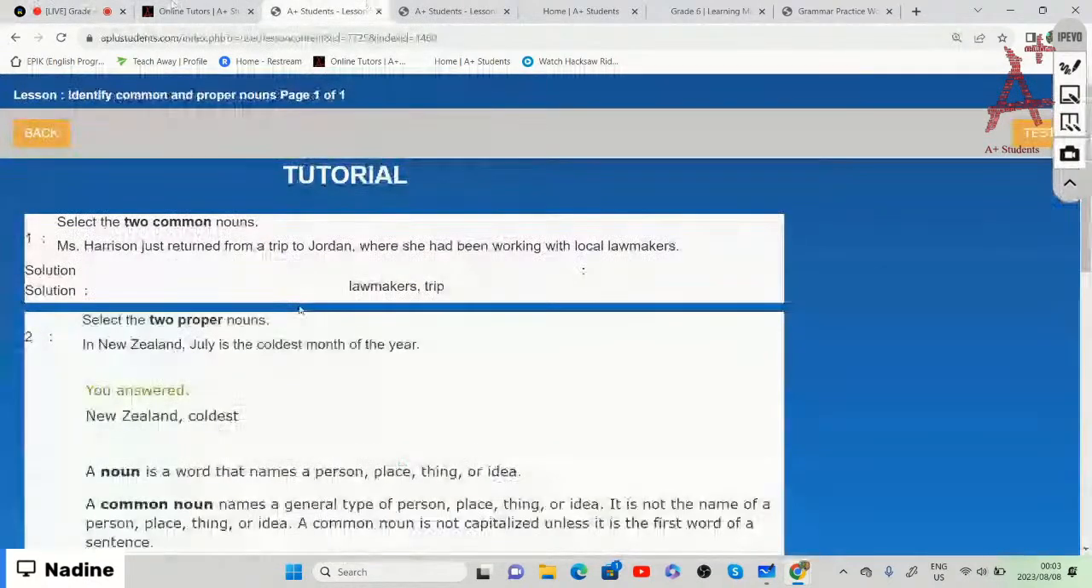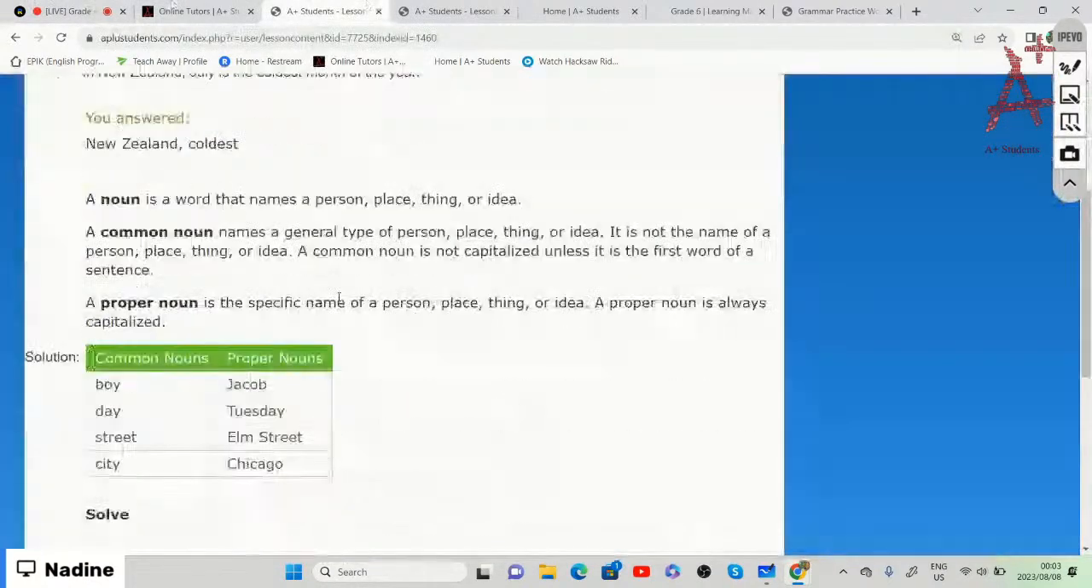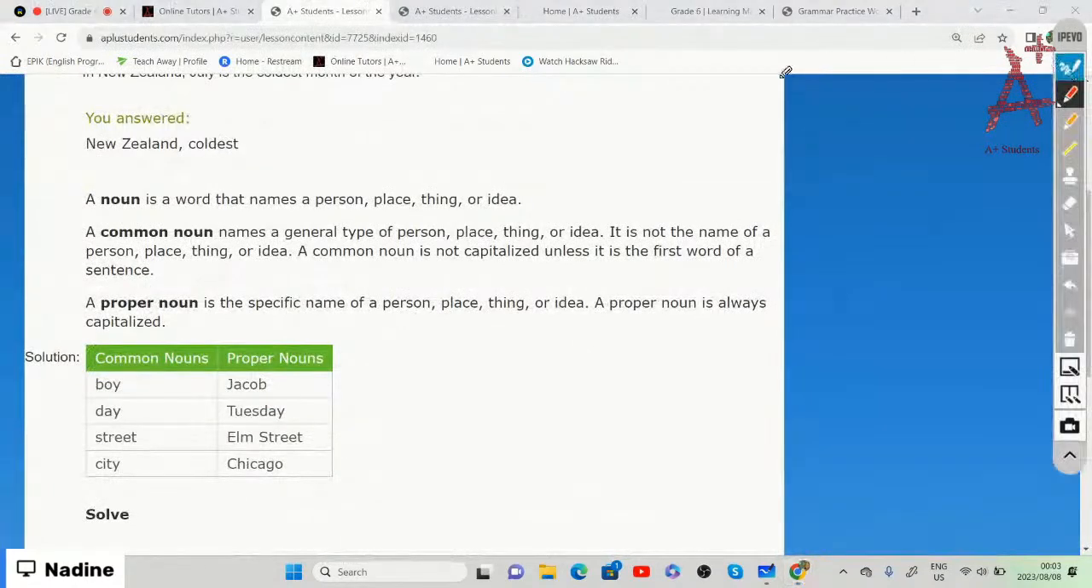All right. So a noun, right? We're going to start with a noun. A noun is a word that names a person, a place, a thing, or an idea, right? Or even animals, right? It names those.